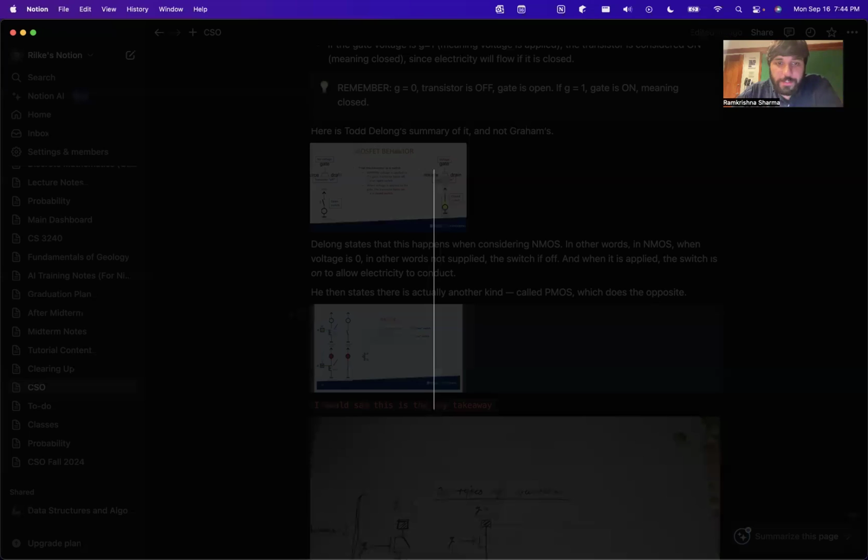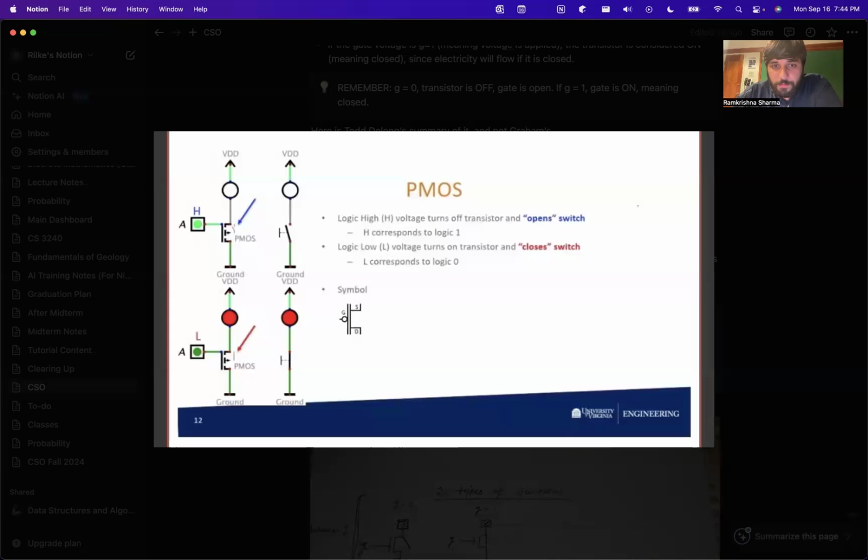And that's kind of the distinction that this professor in particular goes through, is that when the voltage is high, in other words, the voltage is on, it actually turns the gate off. In other words, it opens the switch, right? Before we were thinking about the switch being closed, and that's when electricity passes through, and that's when we say the gate is on. But here, when electricity is passed through, it actually opens the switch instead of closing it.